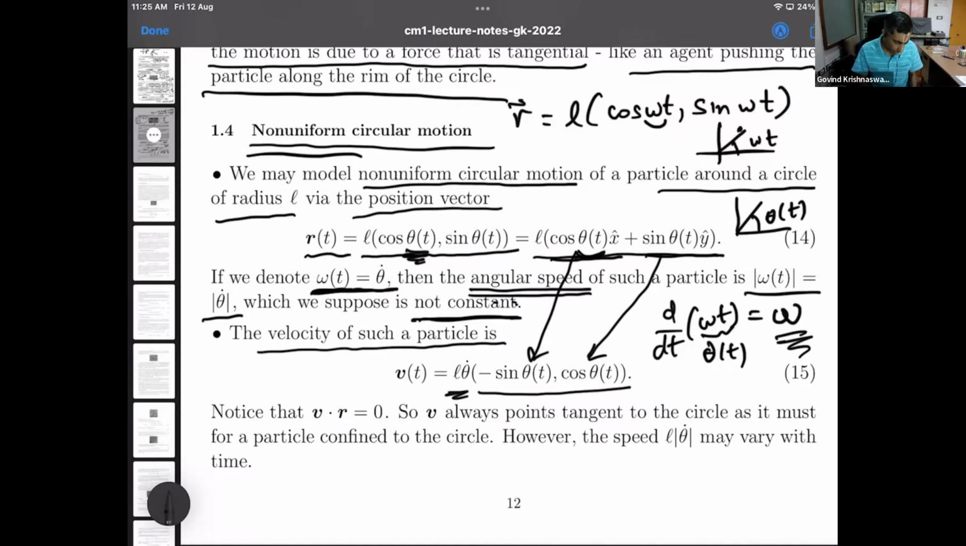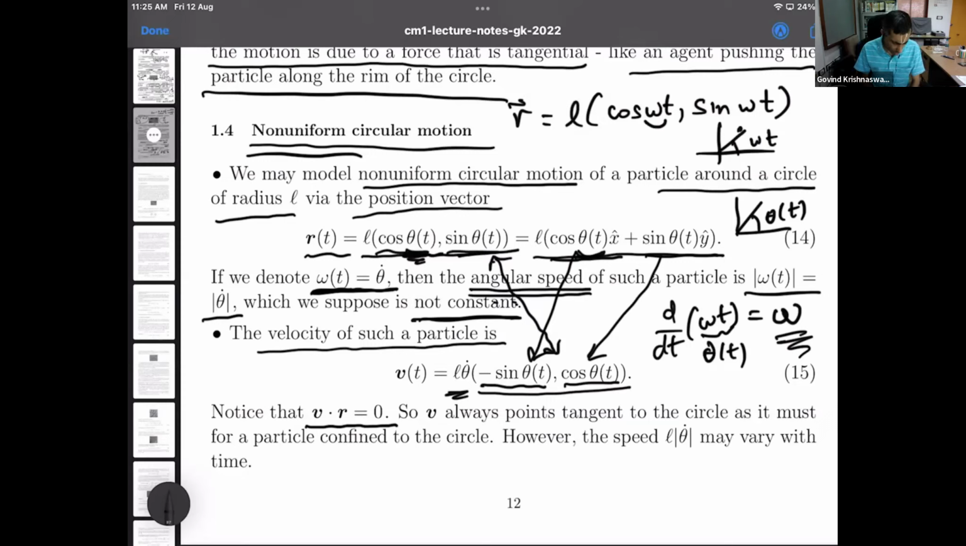So here we are. Notice that the velocity is orthogonal to the position vector. No matter whether it is uniform or non-uniform circular motion, the dot product of these two vectors is 0, because you got a cosine here and a minus sine here, and you got a cosine here and a sine here. So if you take the product and add them up, they cancel out. I hope that calculation is clear to you.